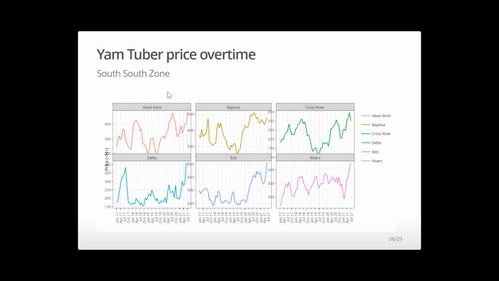Then we can see for each of the states. The same thing applies in South. The only good part is that there seems to be a decline in the last month, which is July of 2021, in Cross River. However, for every other state, they are currently on the increase. Even for Cross River, if you're to plot the trend line from this point to this point, it is going to be an increasing trend. So over time, the price of yam has actually increased.